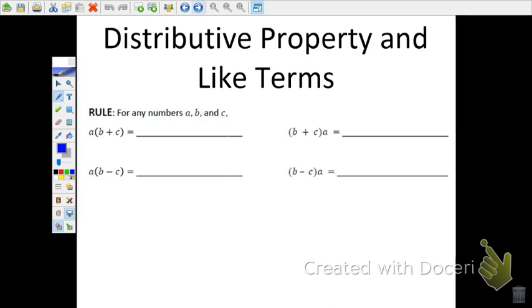So if you flip to that section of your flip book, just a quick review of distributive property. When we have a number being multiplied to a parenthesis, we are going to distribute.